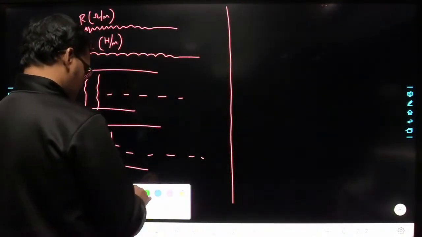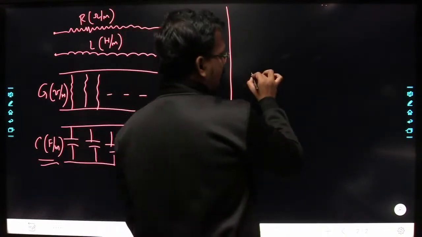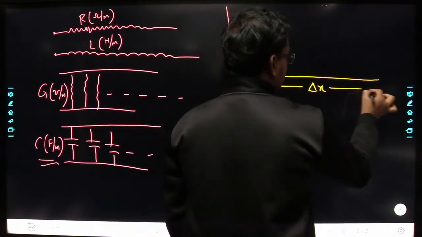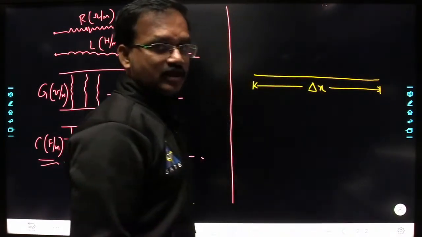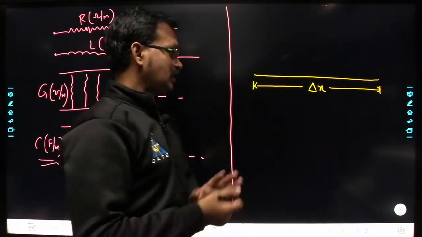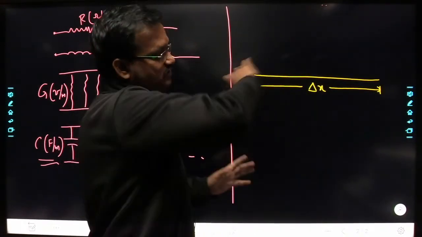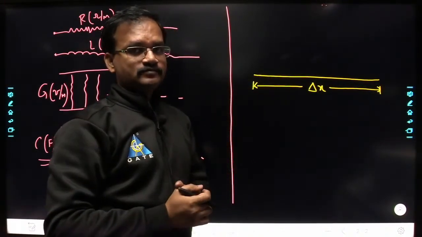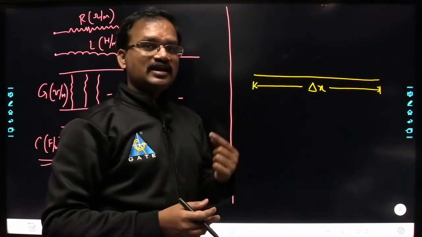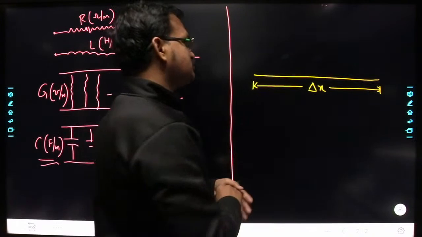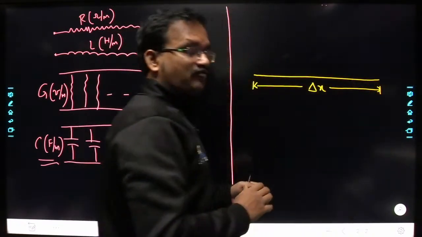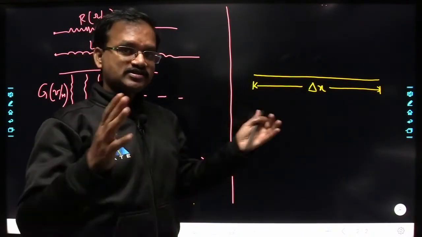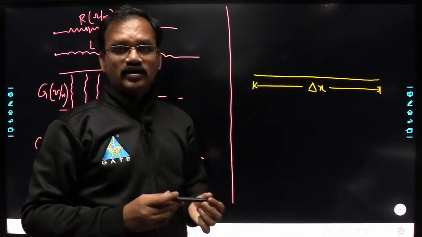Okay. So now if I consider the length of the transmission line as delta x, then what is the resistance that is present throughout this length of the transmission line here? See, R represents the resistance per unit length. Now I am considering the length of the transmission line as delta x. Then what is the total resistance of this delta x length transmission line?